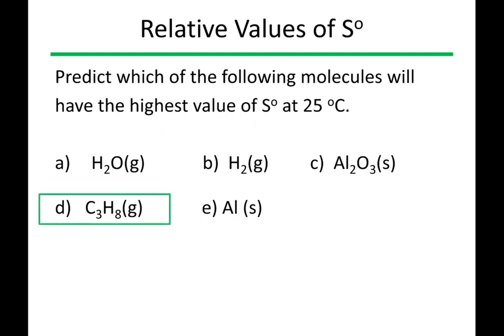And the answer for this one is D. This gives us one more property for predicting entropy that we'll look at, and that has to do with the degrees of freedom within a molecule. So for this question, we know that the gases are going to have more entropy than the solids, so it's definitely not one of those two.